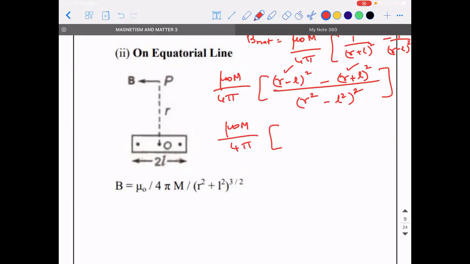Sorry, A minus B the whole square minus A plus B the whole square is 4AB. So 4RL divided by R square minus L square the whole square can be written as R square the whole square, because we know that R is very much greater than L. I already told this to you.